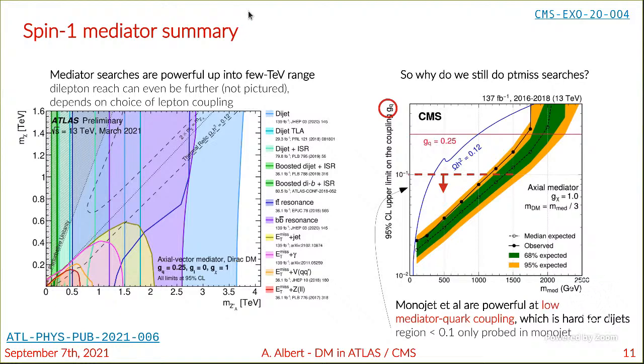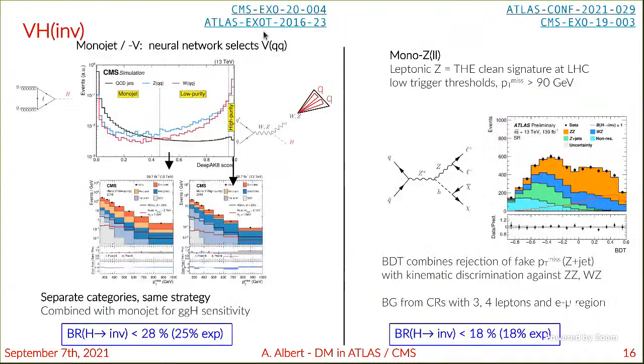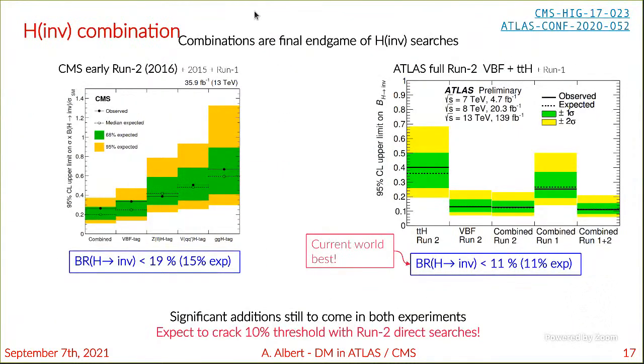So, I have a quick question for your slide 17. The last line, expect to crack 10% threshold. If I understand it correctly, the 11% is Run 1 plus Run 2, right? So this would be an additional improvement on this combination, or would it be from CMS, or where does this 10% come from?